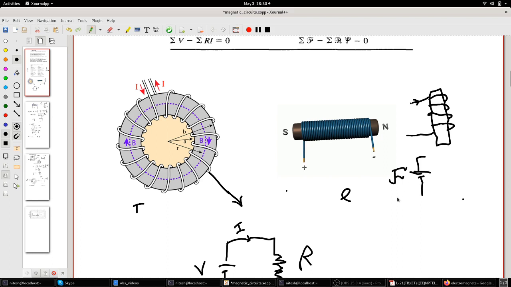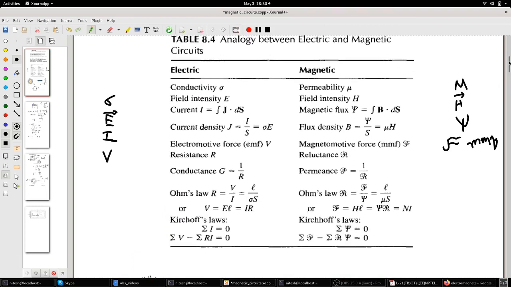Just as in an electrical circuit a current flows, in a magnetic circuit you assume a flux. Now another quantity of importance is resistance R. What do you have in place of resistance R in a magnetic circuit? You have something called reluctance.